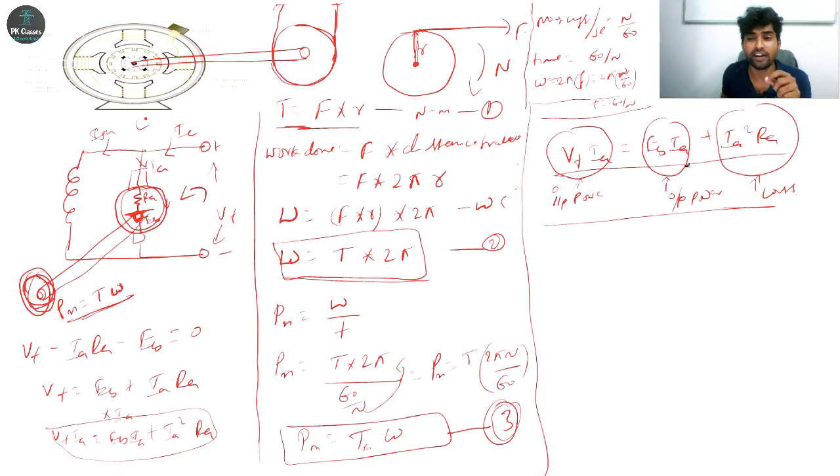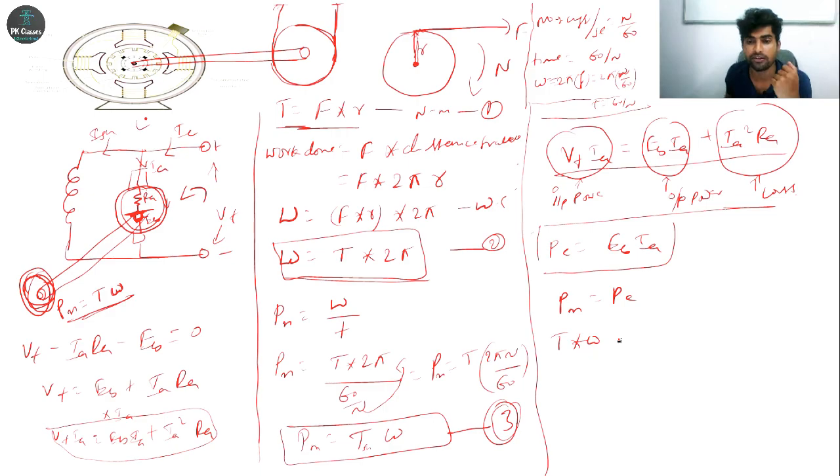Next, I'll equate electrical output power to the mechanical output power, because both are equal. This electrical power, there will be a shaft; a slight difference you will get, but both are equal. So electrical output power P is equal to Eb into Ia. Without electrical output power, there is no mechanical output power. PM is equal to PE. So PM is T into omega, which is equal to Eb into Ia.